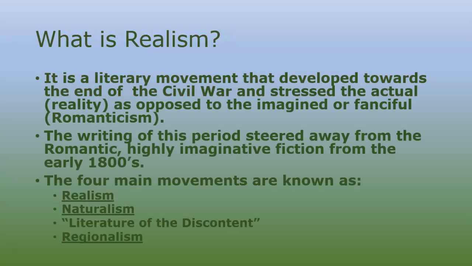So what is realism? It is a literary movement that developed towards the end of the Civil War and stressed the actual reality as opposed to the imagined or fanciful romanticism. Writing of this period steered away from the romantic, highly imaginative fiction from the early 1800s. The four main movements are known as realism, naturalism, literature of the discontent, and regionalism.